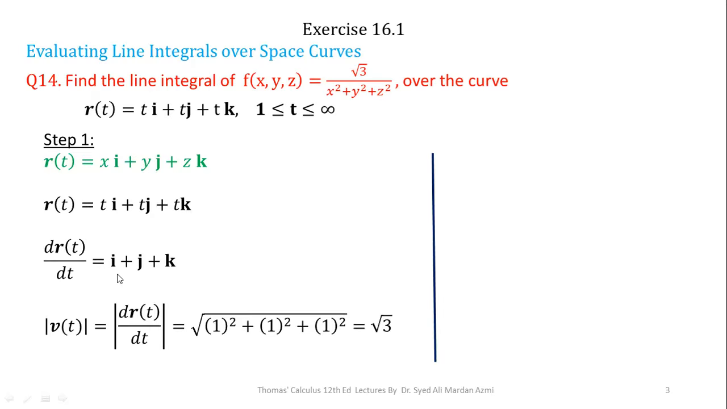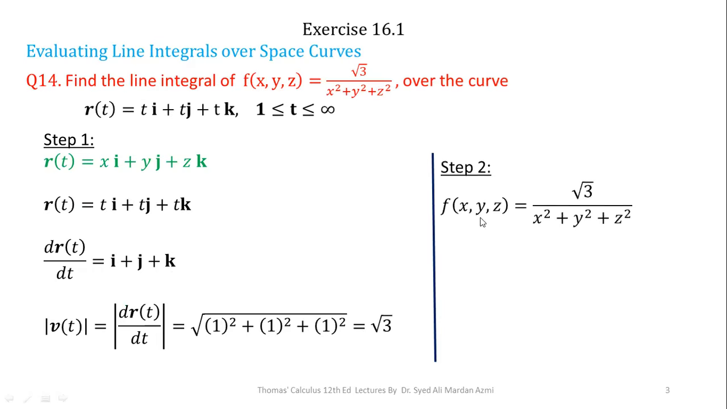Now, in order to calculate the modulus or mod value of a given vector, we take the i component squared plus the j component squared plus the k component squared, whole square root. Here we take the coefficients of i, j and k, square them, add them, and then apply the square root. So we get square root of 3. So the value of v of t mod is square root of 3.